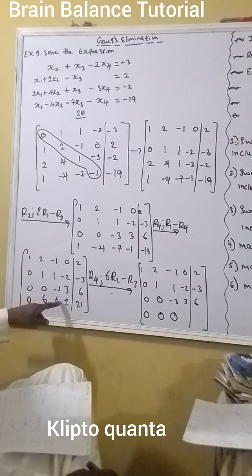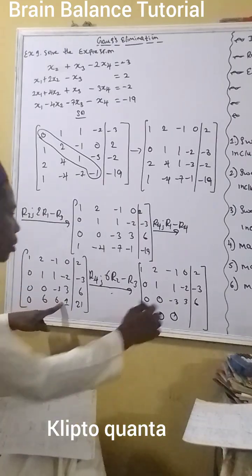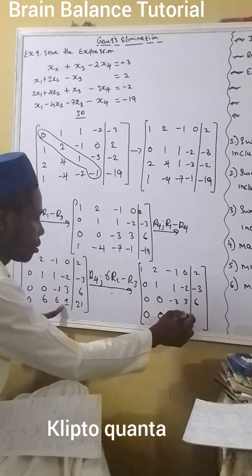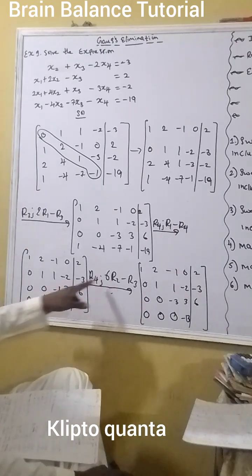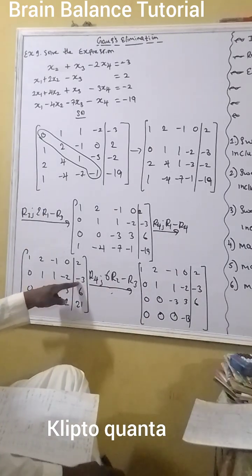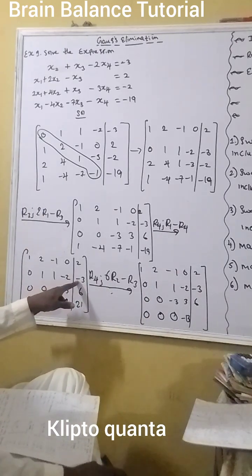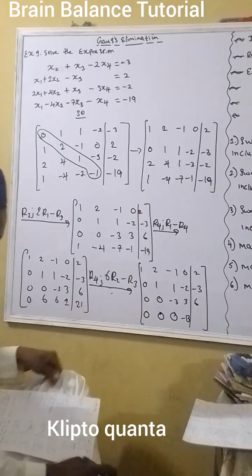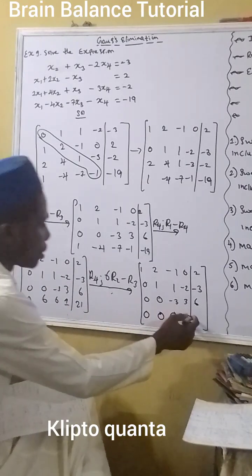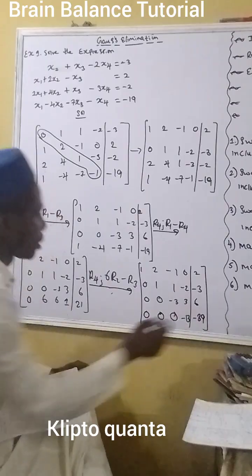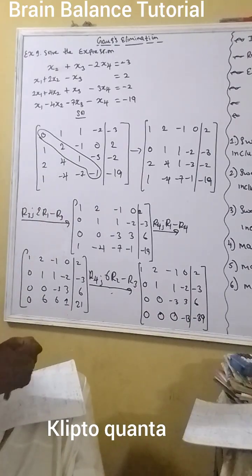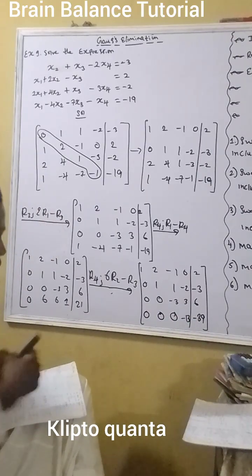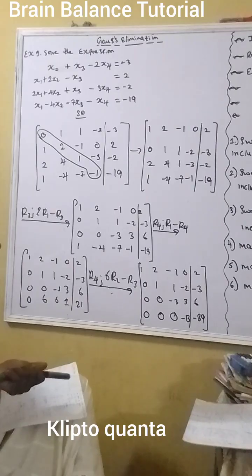The negative 12 minus 1 gives us minus 13. Then 6 times negative 3 gives us negative 18, right? So negative 18 minus 21 should give us negative 39. Are you with me? At this point, you should see that we're already close to our destination.